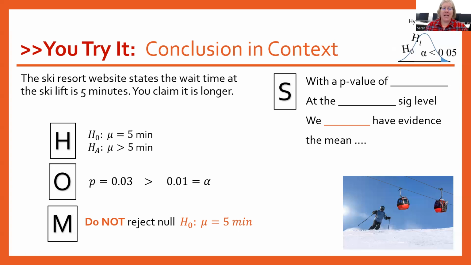So we're going to take those values from the O and the do not from the M, and we're going to fill our statement in. So with a p-value of 0.03, at the 1% or 0.01 significance level, we do not have evidence the mean wait time is longer than 5 minutes. All right, so there is our sentence, and then we have one more to look at.